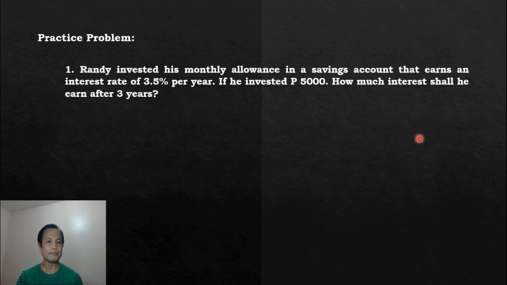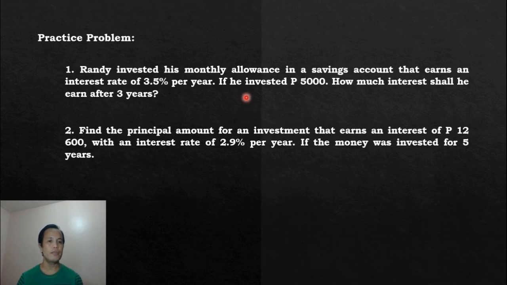Okay, that's it. Before I go, practice solving this problem. Number one, Randy invested his monthly allowance in a savings account that earns an interest of 3.5% per year. If he invested 5,000, how much interest shall he earn after 3 years? Number two, find the principal amount for an investment that earns an interest of 12,600 with an interest rate of 2.9% per year. The money was invested for 5 years.